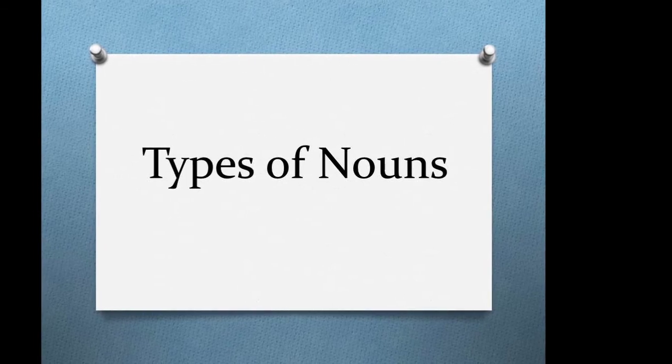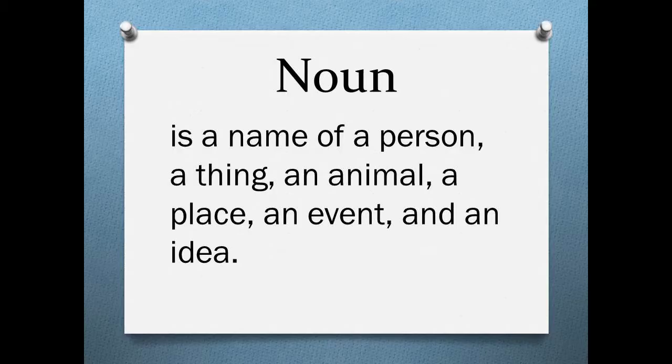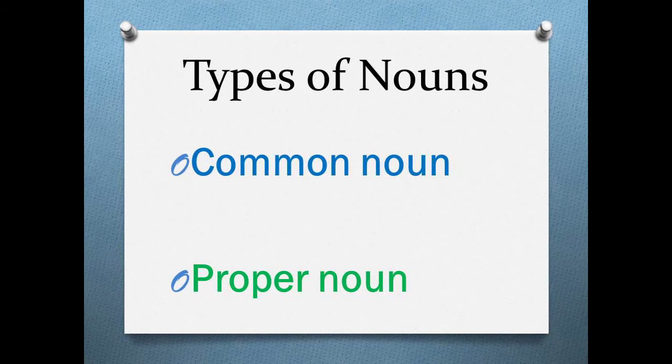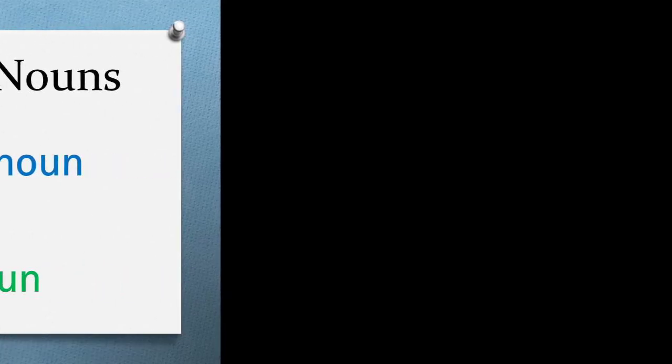Now, let's get to the lesson. You have learned that a noun is a name of a person, a thing, an animal, a place, an event, and an idea. I have uploaded a video about nouns, so if you want to check it out, you can find it here. This time, you are going to learn about the types of nouns. There are several types of nouns, but in this video, we are going to talk about the two types of nouns, which are the common noun and the proper noun.